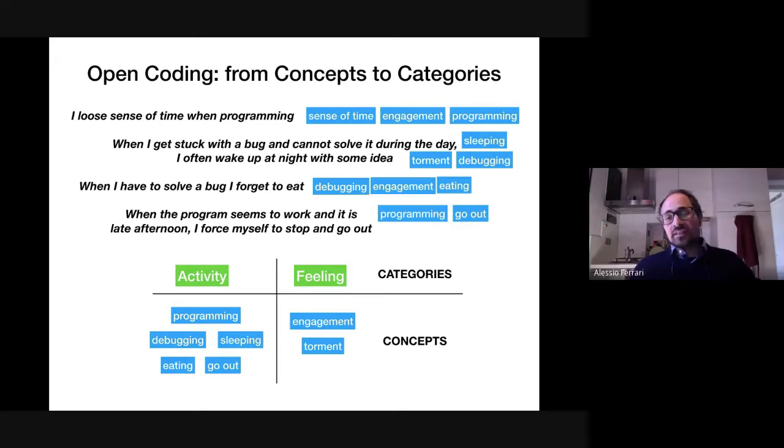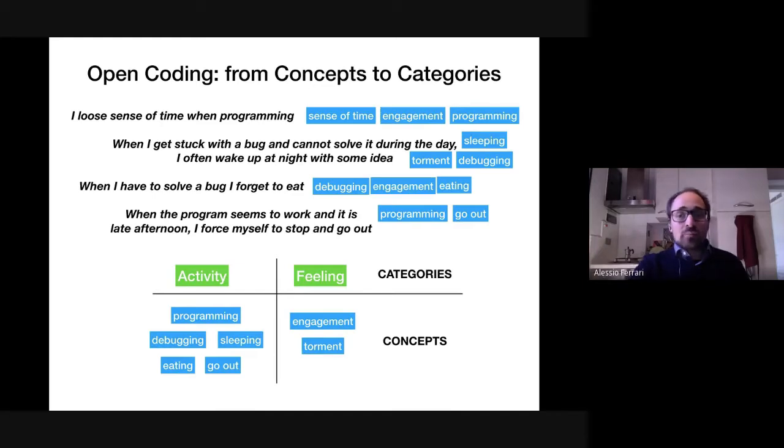Because it is successful, it's basically better to stop and go out. This is related to two activities, programming and going out. So a certain reaction in this case. I could have labeled also reaction, for example. These are all my labels or my codes, and they are my concepts. Concepts that are at different levels. You see activities or feelings.